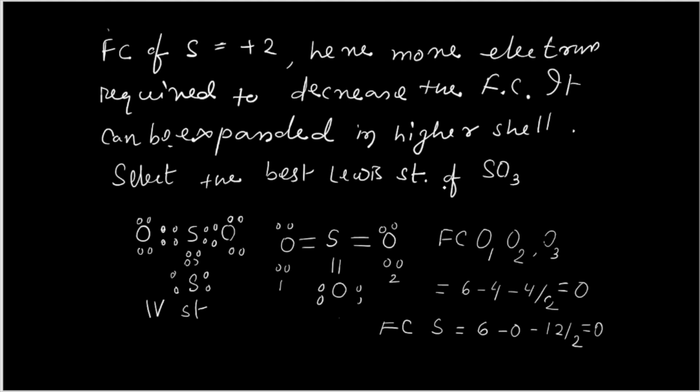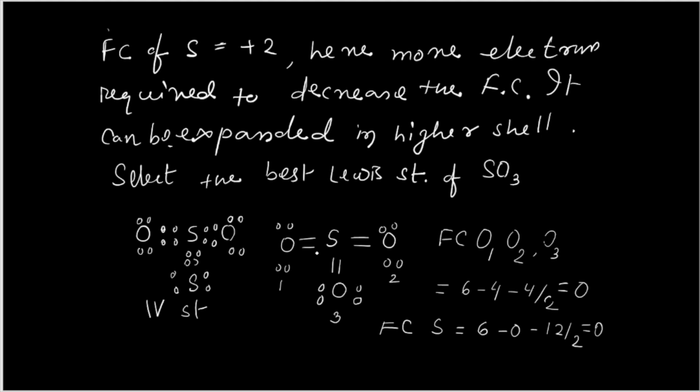Select the best Lewis structure. How can you select the best Lewis structure? Where the formal charge of sulfur is less or least. So this is the fourth structure where you can observe the sulfur having 8 electrons, that is satisfied. Everywhere they satisfy the octet rule, and in this fourth structure how many non-bonding electrons? 4 in oxygen 1, and how many in oxygen 2? 4. Similarly, how many non-bonding electrons in oxygen 3? That is also 4 non-bonding electrons.